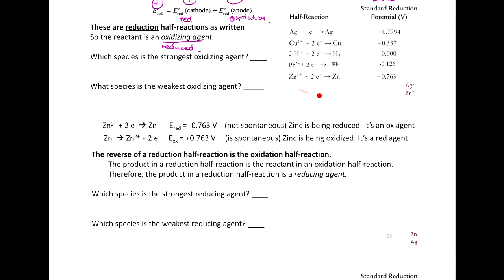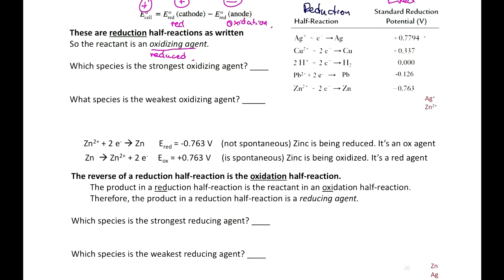So remember, all of these half reactions are reduction half reactions. So which substance is the most easily reduced? You're looking for the most positive cell potential. So in this case, it's silver plus. Right? You're looking for the most positive reduction potential, because the most positive reduction potential has the most favorable forward reduction reaction. So silver in this case is the most easily reduced because its reduction potential is the highest number.